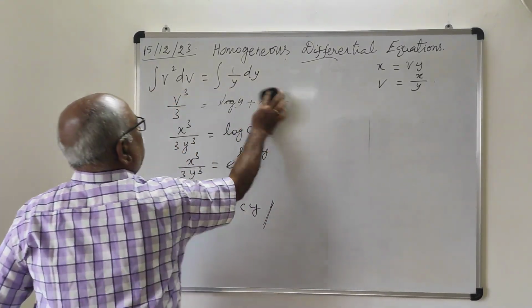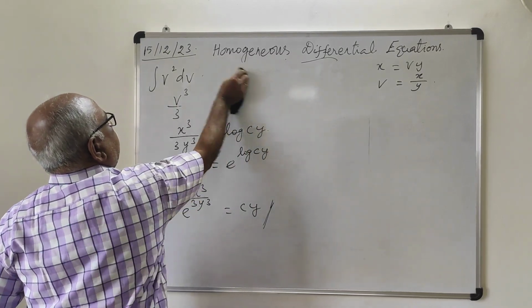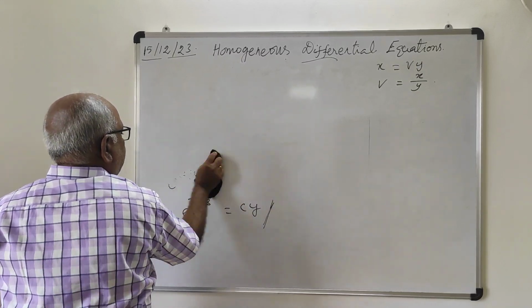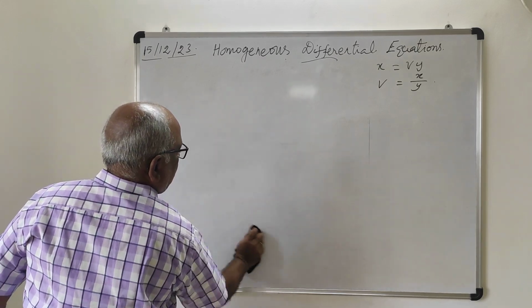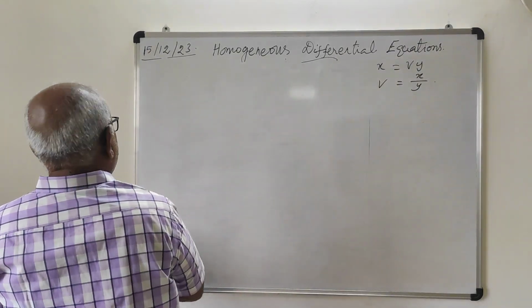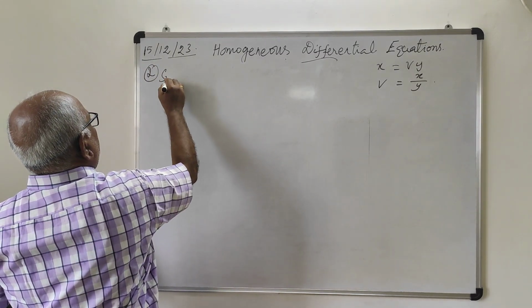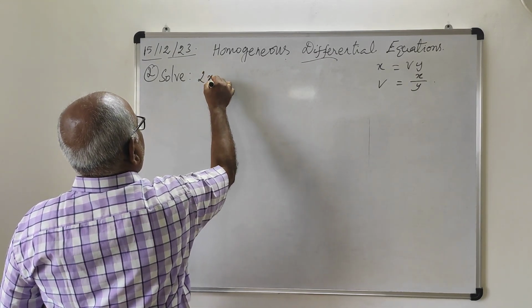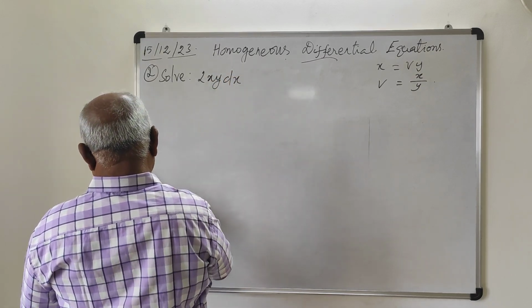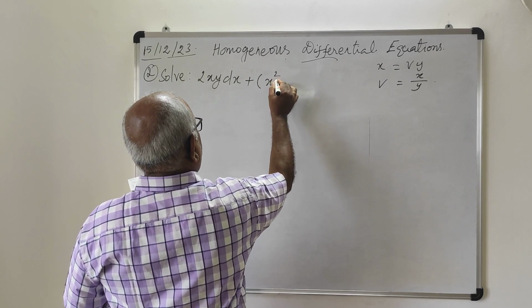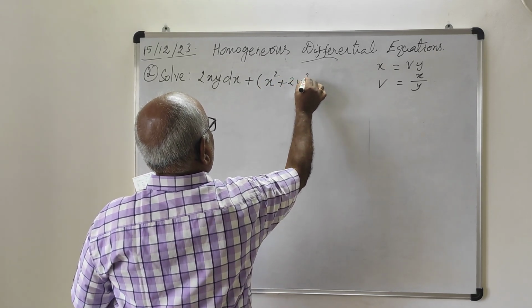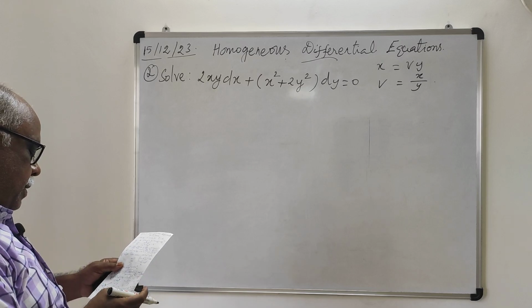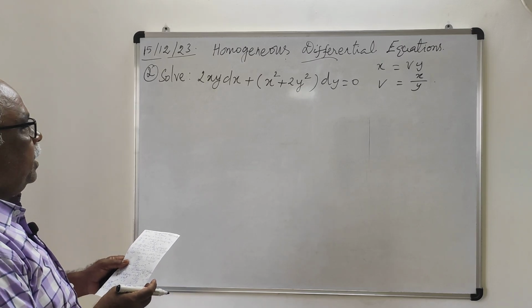Solve the next problem: 2xy dx plus x square plus 2y square into dy equal to 0.